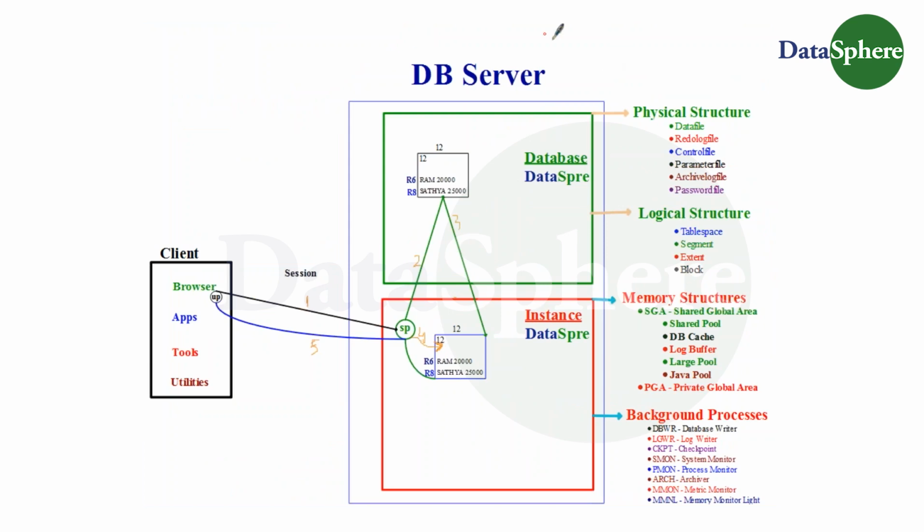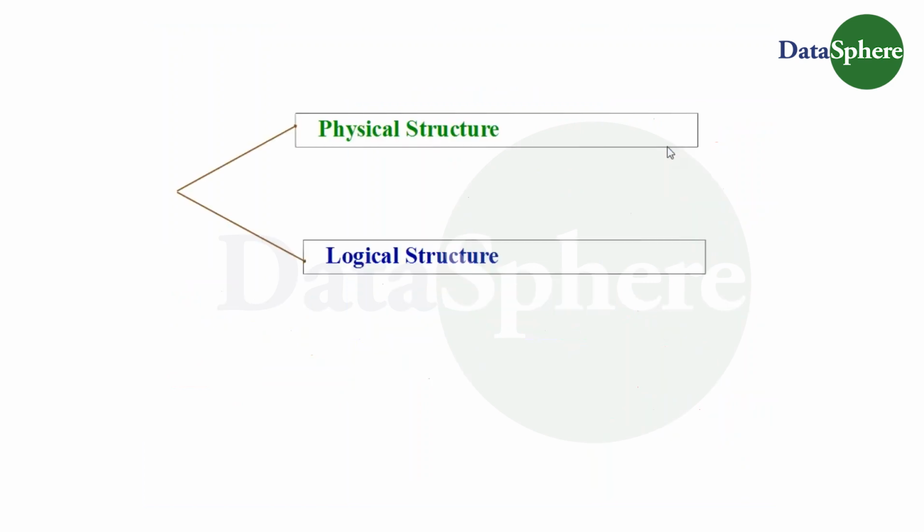When you consider a database server, you've got two components, one is database, one is instance. Database is the place where data is stored in an organized way. How to organize? We've got structures for that, physical structure and logical structure. Instance is the interface for users to work with the database, a combination of memory structures and background processes. But when it comes to database, we've got two structures, physical structure and logical structure.